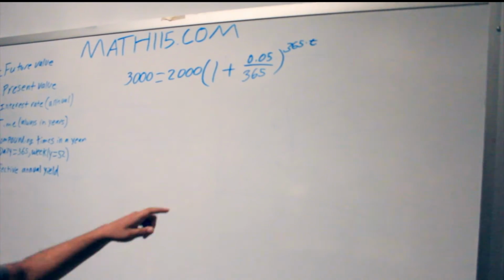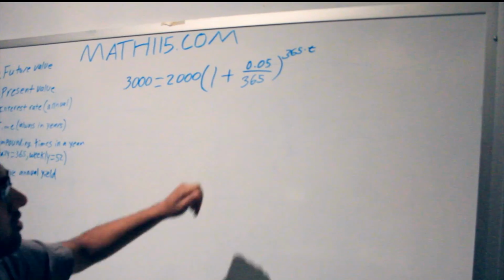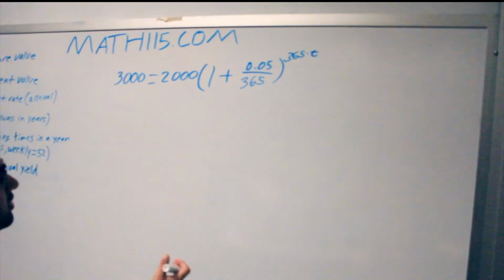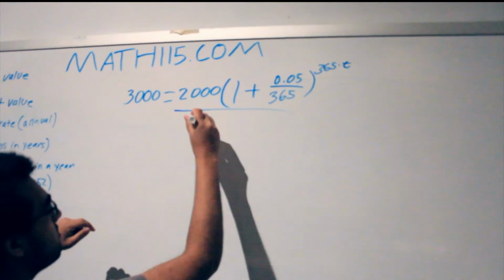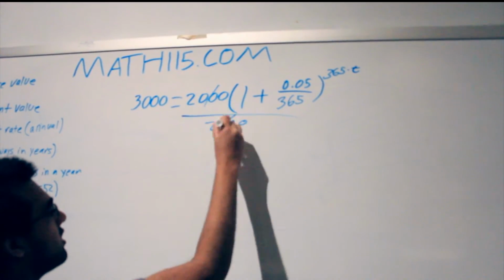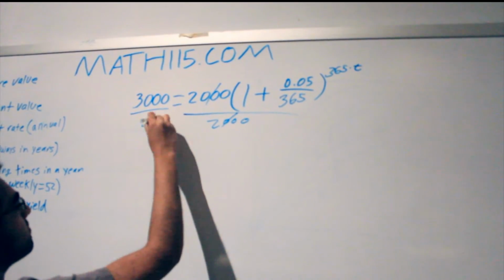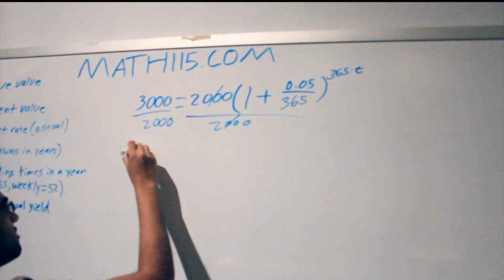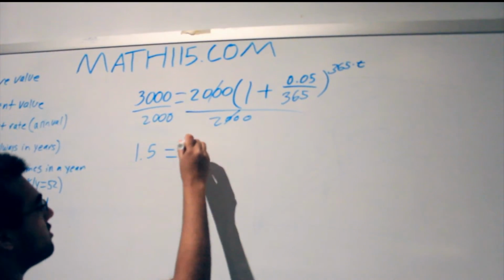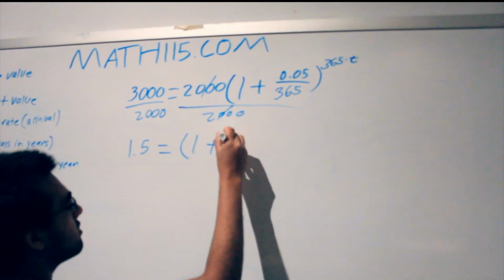So we have to figure out how we're going to get this T down here and how to figure that out. So first let's do some algebra. We're going to divide both sides by the 2,000. And that'll cancel these two out, but then we'll have this. So if you do 3,000 divided by 2,000 on your calculator, you'll get 1.5 is equal to, and then now you just fill in the rest.